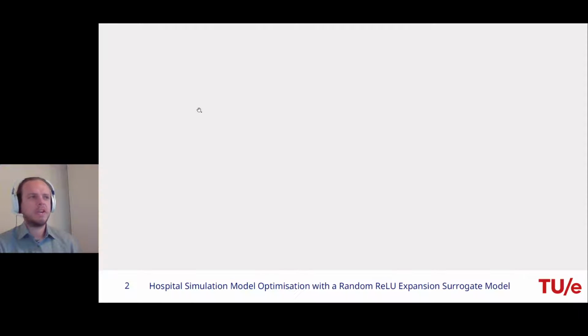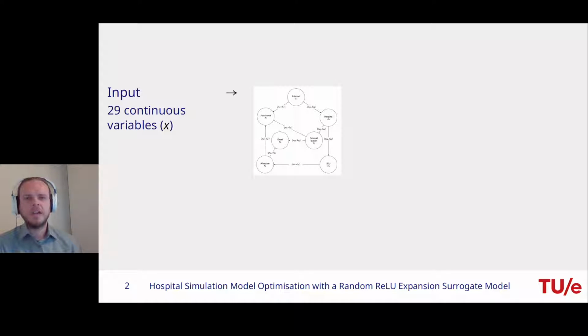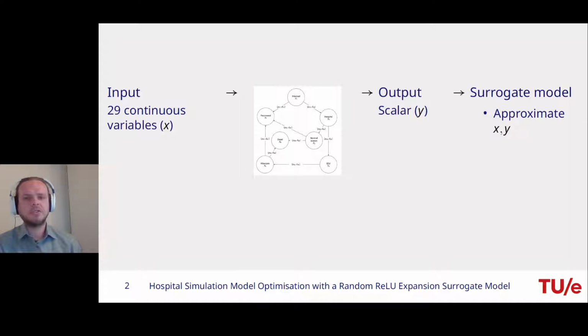In this challenge we have a hospital simulation that contains 29 continuous variables, and the simulation takes some time to run, after which it produces a scalar output, and the result is to minimize this output. We make use of surrogate models to optimize this simulation. And the way this works is the surrogate model approximates the relation between input and output, and then it uses this relation to suggest a new input point to try. And over time, as the approximation becomes more accurate, it will suggest better and better results.